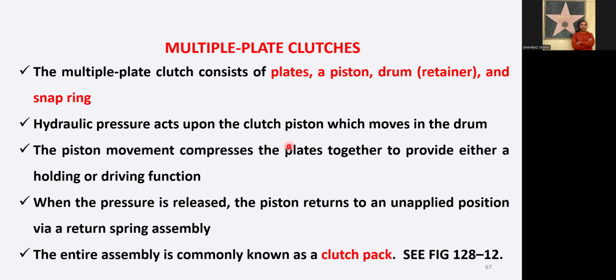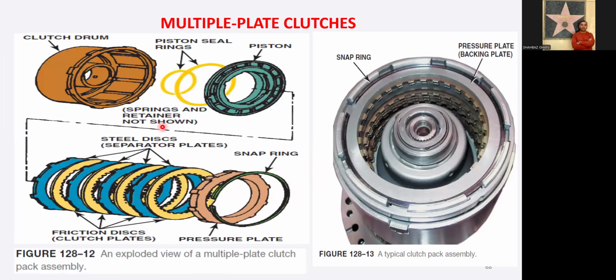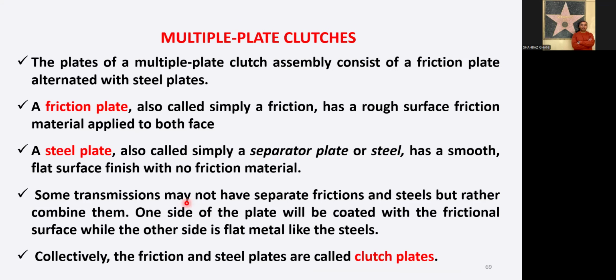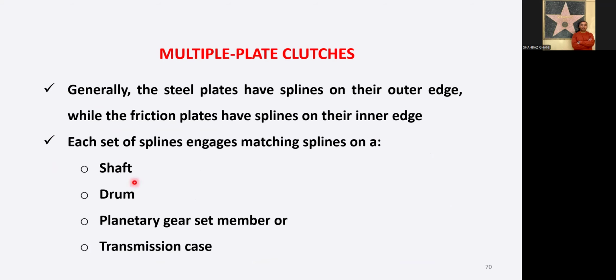Then multiple plate clutches. Instead of single plates, we have used multiple plate clutches. One is the steel plate and one is the friction plate, and we use them in combination. There are different quantities of steel plates and friction plates which we use, and we have studied what the friction plates do and what the steel plates do. Normally, one side is the friction plate and the other side is the steel surface. So these are basically the parts of the multiple plate clutch.